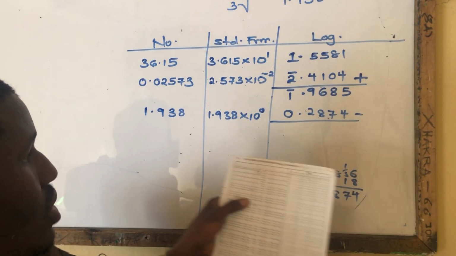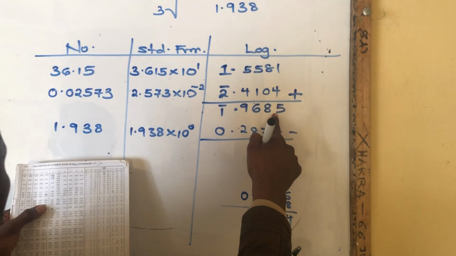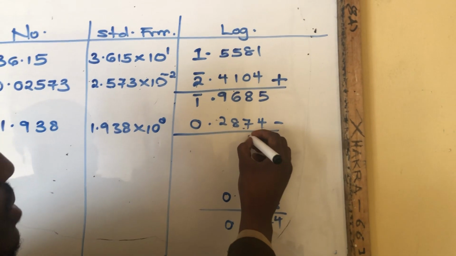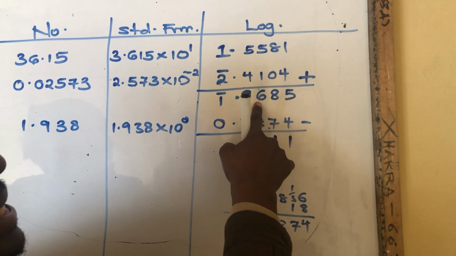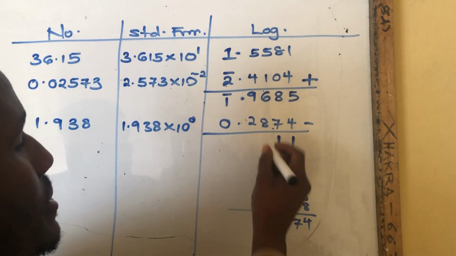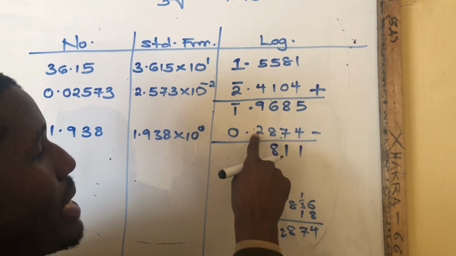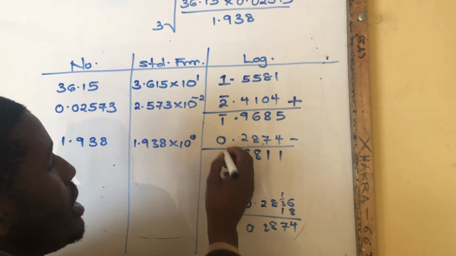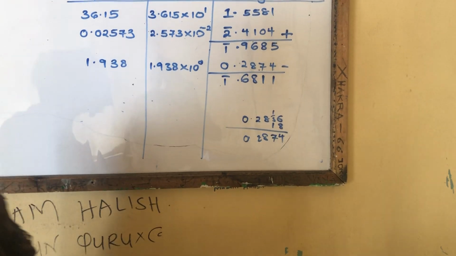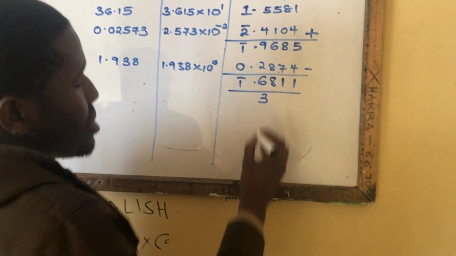So these two numbers will then be subtracted. How do we subtract the two numbers? What's 5 minus 4? That should give us 1. 8 minus 7 should give us another 1. Borrow 1 from the 9 to give us 16. 16 minus 8 would give us 8. What do we have remaining here? 8 minus 2 should give us 6. Then bar 1. So we have got bar 1.6811. Now this number will then be divided by 3.